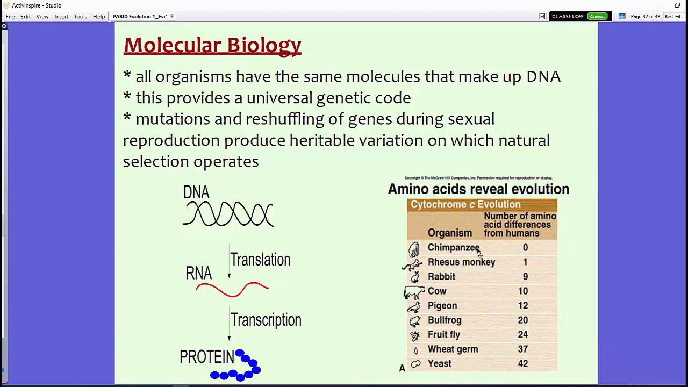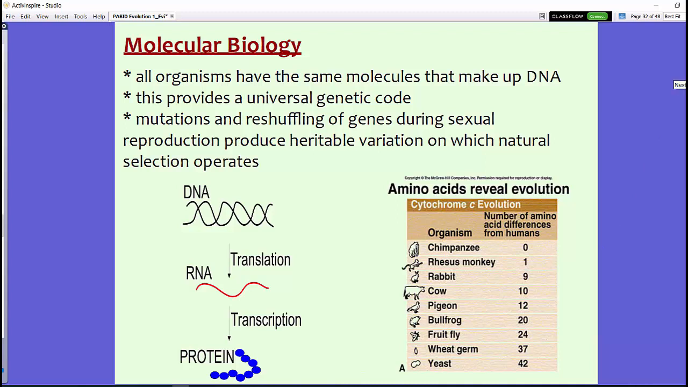And as you can see, between a chimpanzee and a human, we actually see 0 differences in the amino acid in this particular cytochrome C gene area. A rhesus monkey, we only have 1. A rabbit, we have 9. If you look all the way down at the bottom, a yeast, we actually have 42 differences between a yeast and a human. So that gives you an idea of just how different we can be from a yeast.